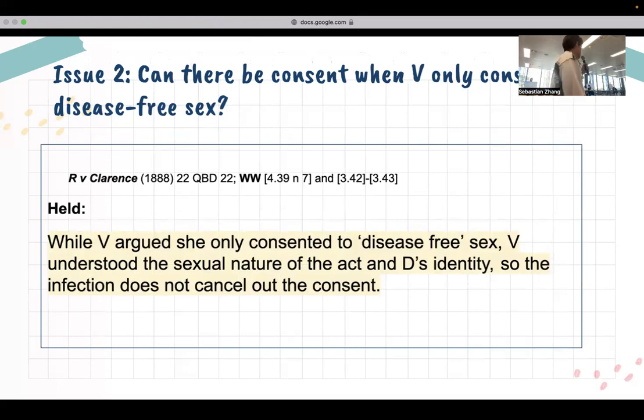Right, because V in that case did not misunderstand the sexual nature of the act or the identities, so the infection does not cancel out consent. So for example, if two persons, husband and wife, wanted sex, and then maybe V got infected with the disease, there might be other offenses, but that does not cancel the consent in itself.